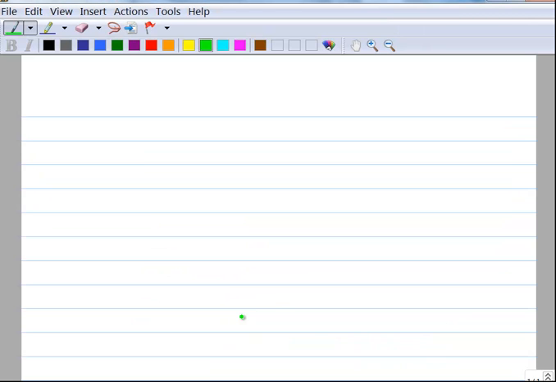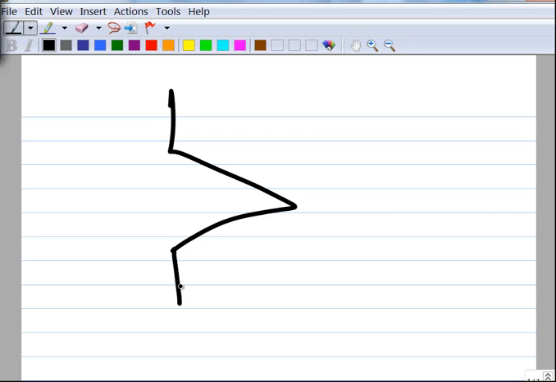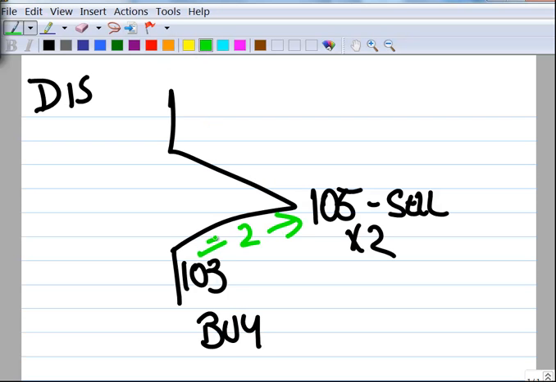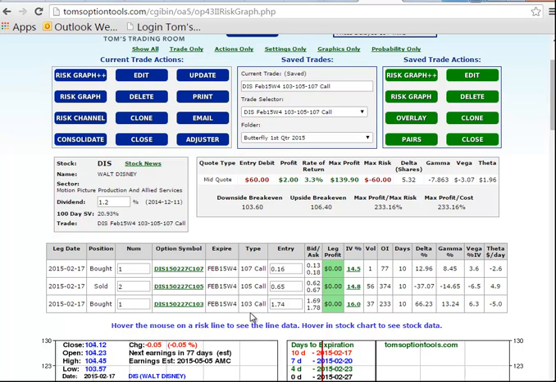So basically what I'm looking at when I'm creating a modern version risk graph is if I have 105 as the center, I'm selling that times 2. My 103 in this particular example, which is a Disney example, is a buy leg. I'm looking at 2 points distance on both sides, so I'm going to also have 2 points here, which gives me the 107, and that's going to give me the picture that we're going to see shortly. But here's my 103, 105, 107.